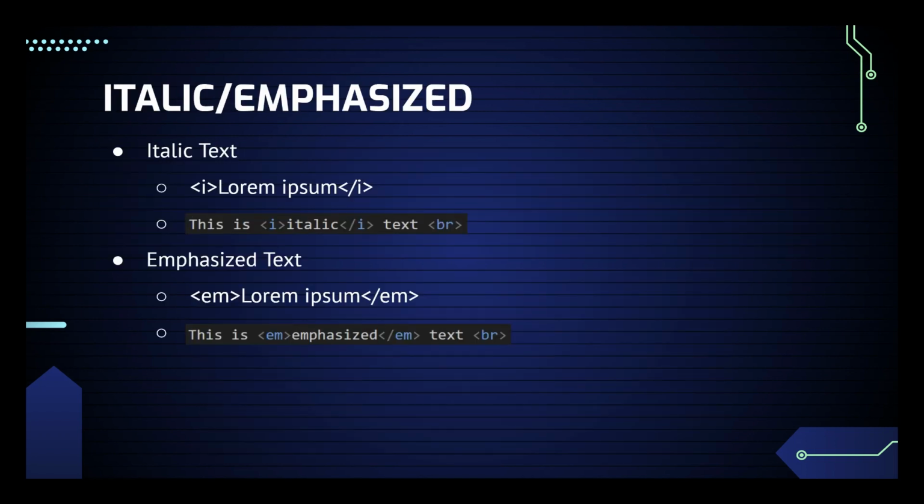Now over here we have the italic and emphasize tags. The italic is just going to be the letter I. Again, very simple, similar to the bold. Opening tag, closing tag, and the emphasized. If you want to emphasize some text, your tag is going to be the letters E and M. And again, opening tag, closing tag with a forward slash. And this is what a little line of code where the word emphasize would look like.